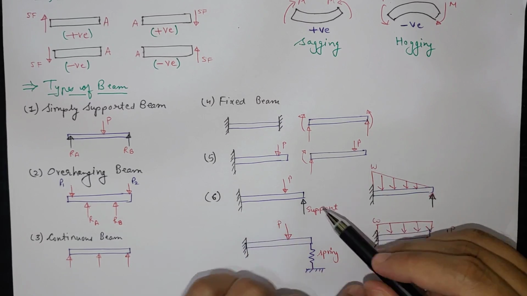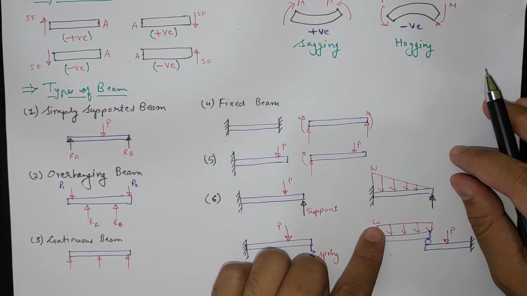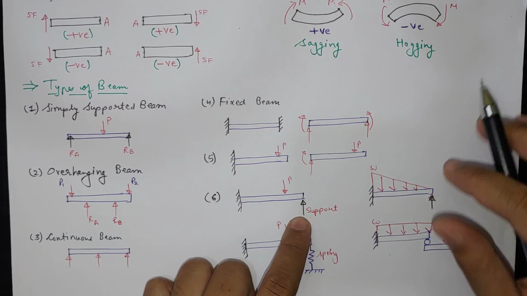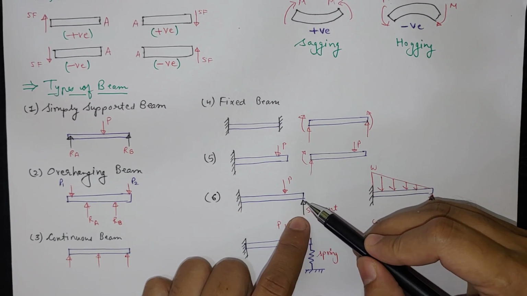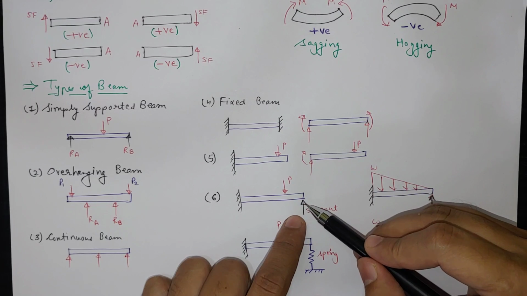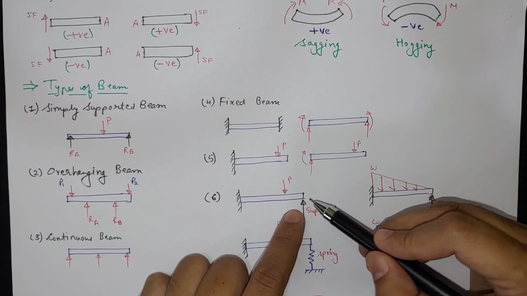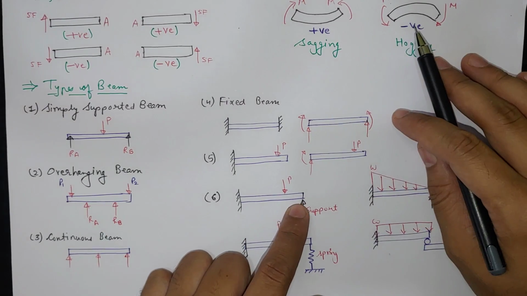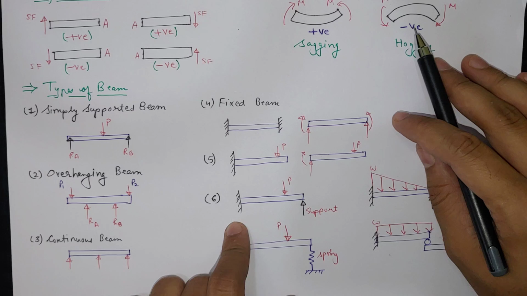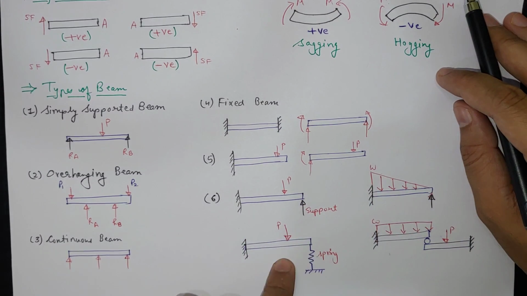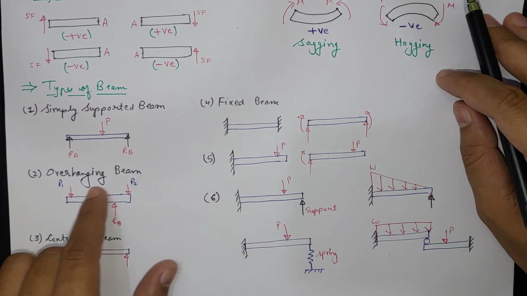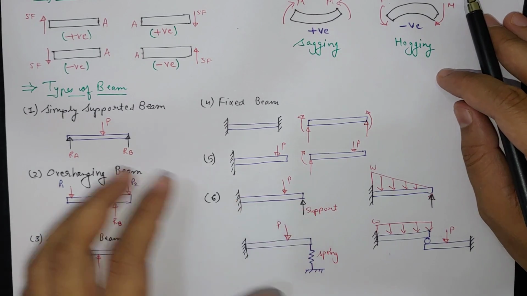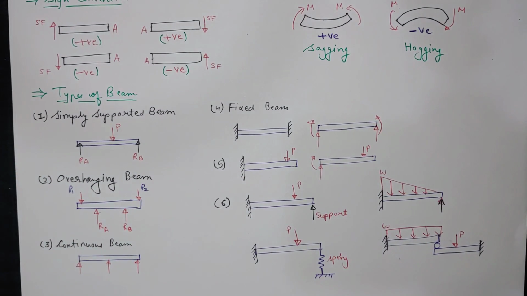So these are all propped beams, which are statically indeterminate. We have to determine the reaction force using the condition of deformation of the beam at this location. We'll see the analysis of some beams in future videos. So this is just an introduction to the different types of beams which we are going to analyze. So see you in the next video, and thank you for watching this video.